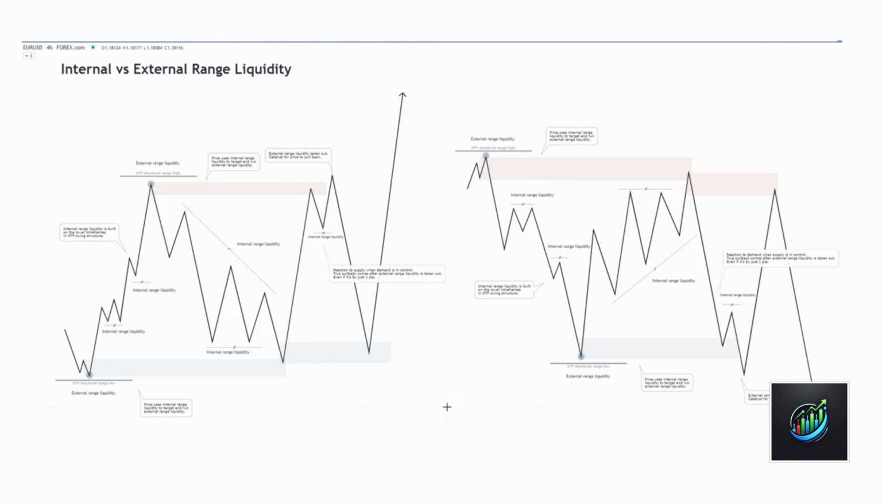Now that we understand that and the basic components of liquidity, we can move on to internal versus external range liquidity and its importance in how we can understand order flow, especially when we combine it with market structure and supply and demand. So here we have an example of a bullish bit of market structure. What we can see is we have higher time frame bullish swing structure. So we've created a swing low and we've created a swing high.